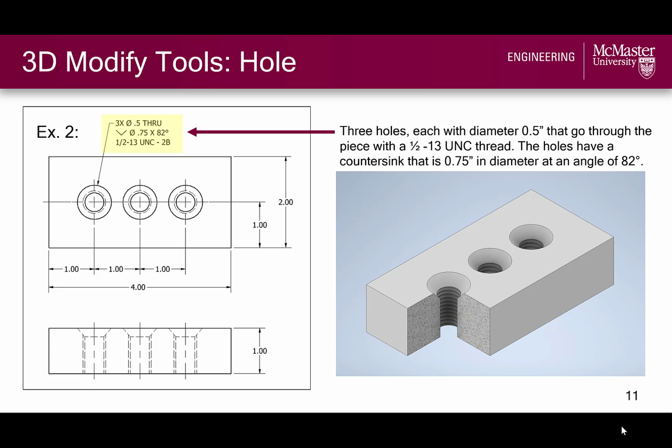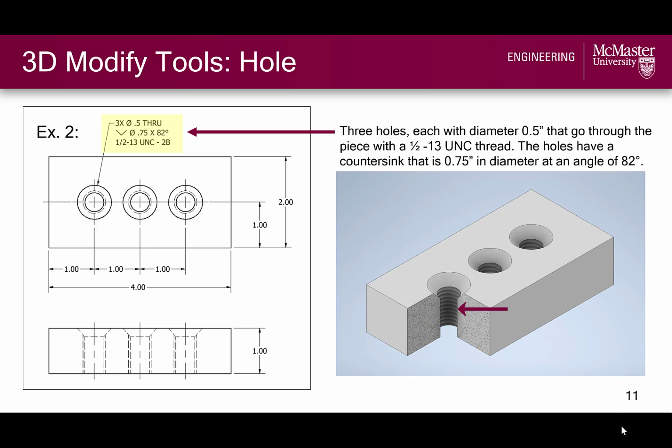Here's another example in the imperial system, so we are working in inches here. From this multi-view annotation, we read that we have 3 half-inch diameter holes that go all the way through the part, and this V tells us that the holes are countersunk with a countersink diameter of 0.75 inches and a countersink angle of 82 degrees. Finally, these holes have a half-13 UNC thread designation, which means that the threads are for half-inch holes with a pitch of 13 threads per inch, which you might be able to count out in the isometric pictorial of this example.